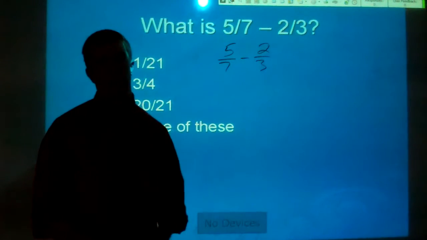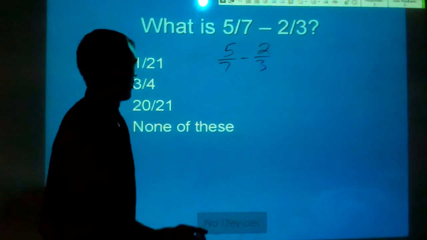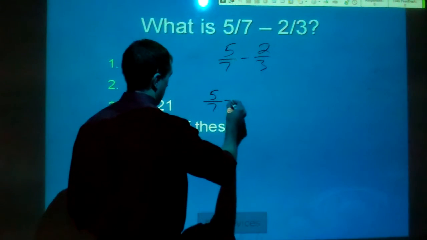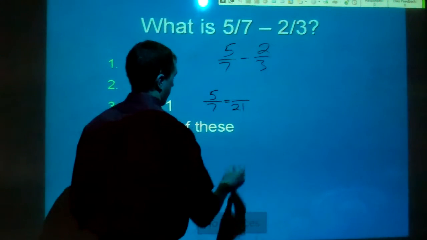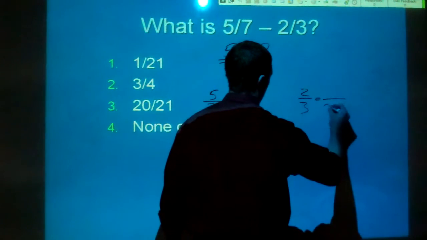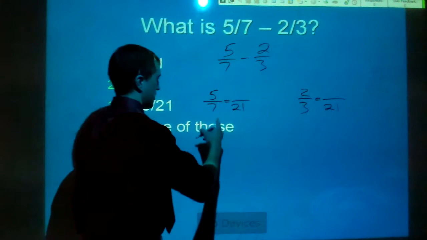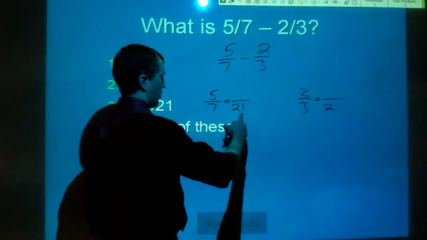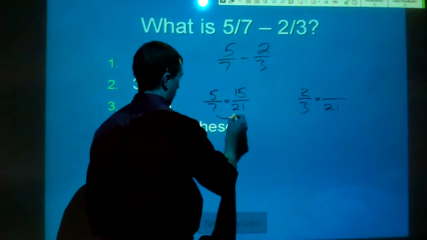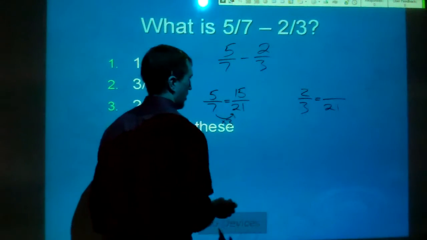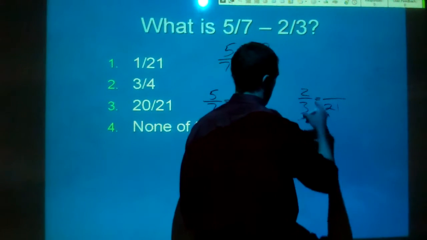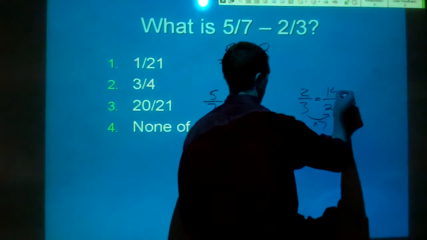Here I'm going to do that. I'm going to use 7 times 3. We're going to use 21 as our common denominator. So we got 5/7, over 21, we want 2/3, something over 21. Alright, 7 times 3 gets us to 21 here. So 5 times 3 will be 15. 3 times 7 gets us to 21. So 2 times 7 gets us to 14.